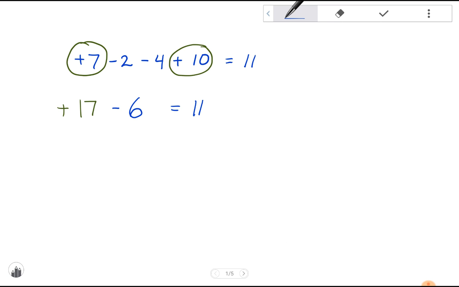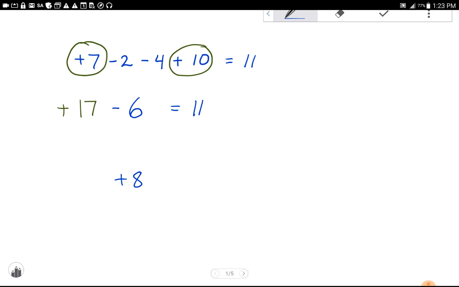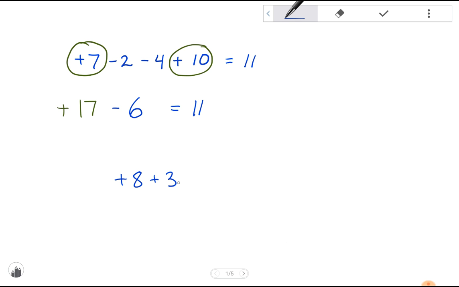Another way to do this is to look for pairs of 10, or pairs of 100 if we're using larger numbers, or pairs of 1,000 if we want really big numbers. So for instance, let's say, a different example, we have +8, and then +3, and +2, and say -1 and -9. Okay, so the ones with the positive numbers, these are money going into the account, and the negative numbers are money coming out of the account.